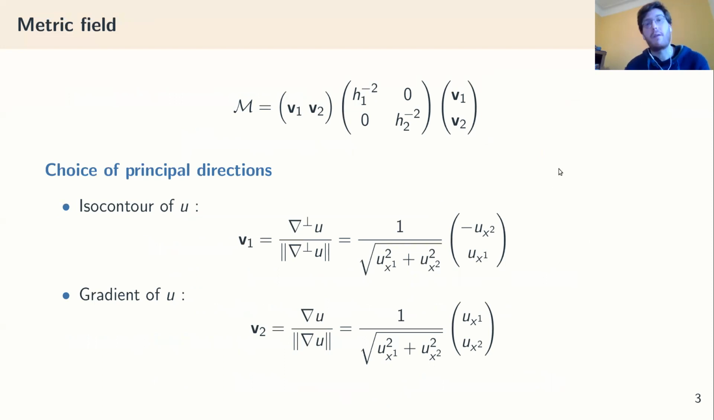So we have to first define the metric field for the function we'd like to approach. So the choice we made is the following. We try to match and follow the solution as best as we can. So the principal directions for the metric field are going to be first the gradient of the solution and the isoline of the solution, because obviously along this direction the solution doesn't change. And if we can build elements that perfectly follow the isoline, then the solution is constant on this element.